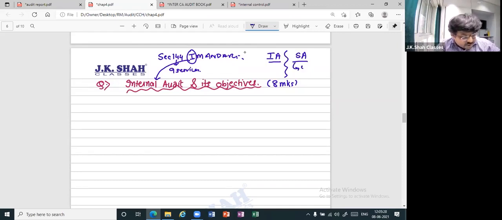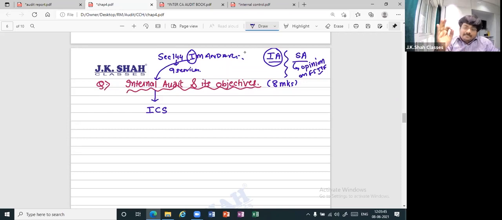Correct. Can I say it is to form and express an opinion on the financial statements, whether they are showing a true and fair view or not? Correct. Now, what is the objective of internal audit? Understand what internal audit is. Internal audit is basically a check on ICS.